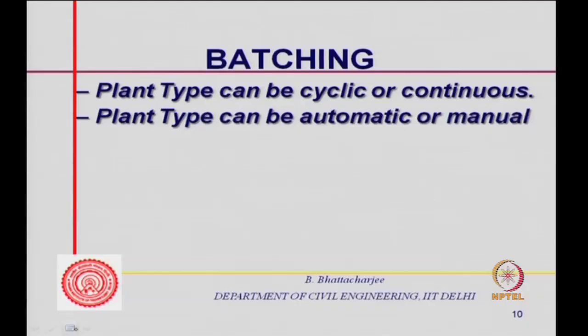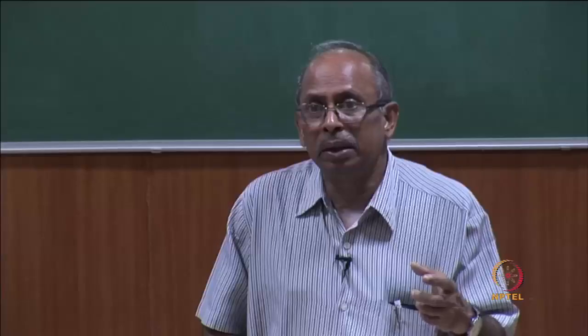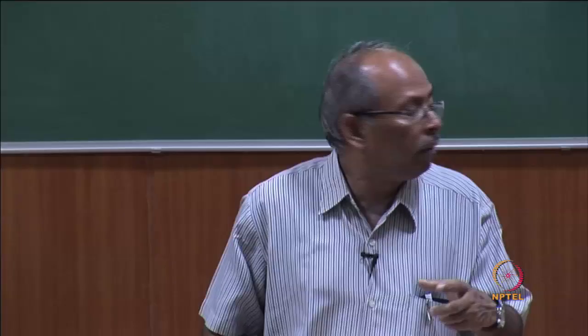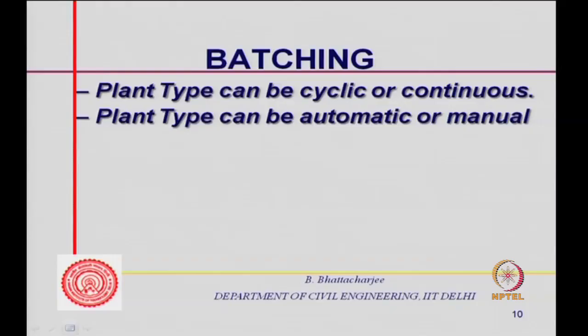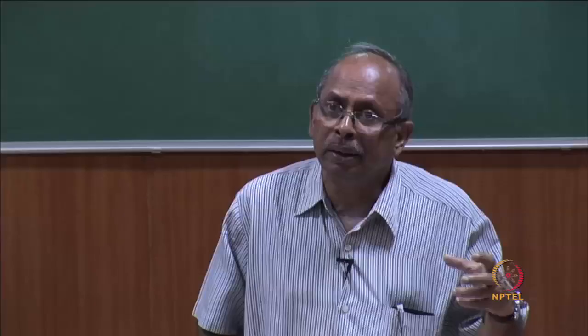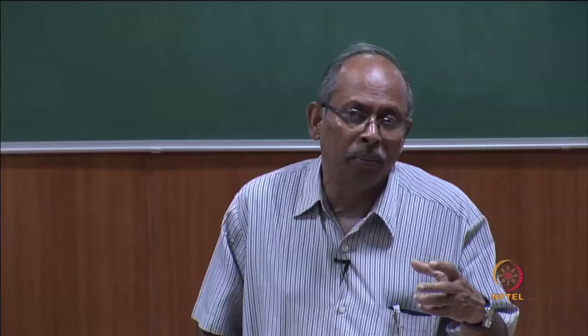The other classification could be automatic or manual. So what we normally see is the cyclic type, the one I showed. In fact, in the continuous type, even the mixing should be continuous. So it is a continuous feed onto a mixing system, which is cylindrical in nature, and the ingredients enter from one side of the mixer machine and it gets discharged from the other side.